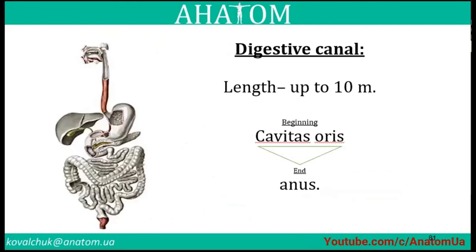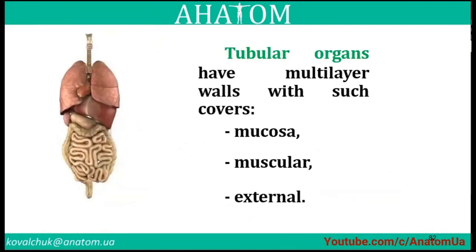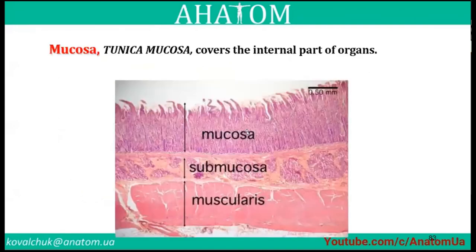A long way for food, beginning in the oral cavity and finishing in the anus. It's near 10 meters, really near 10 meters of digestive canal, and all tubular organs in the digestive system have multi-layer walls with such covers: mucous, muscle, and external. The mucous has special covers in the internal part of organs, and in the mucous membrane, different organs have different structure.